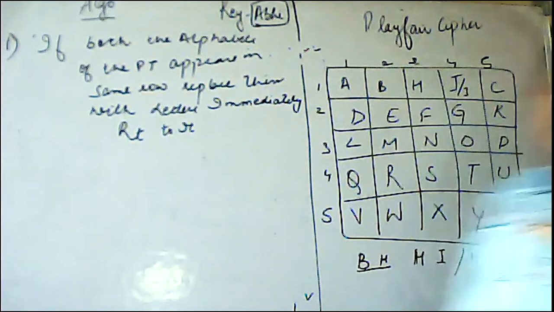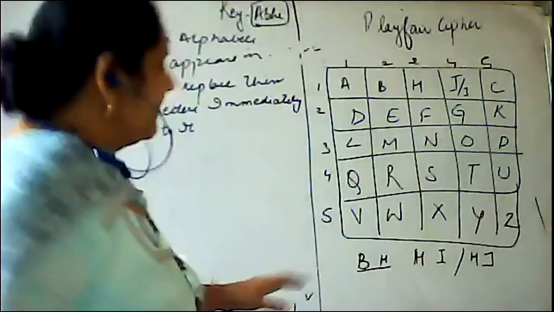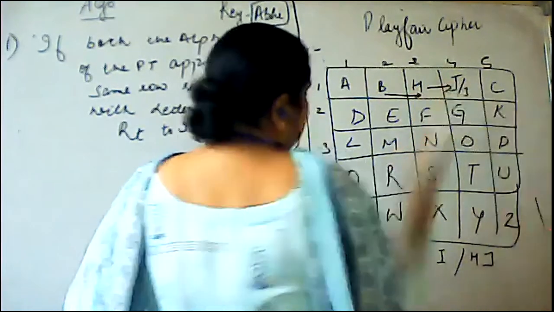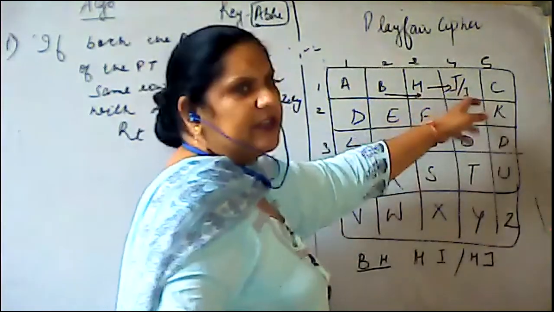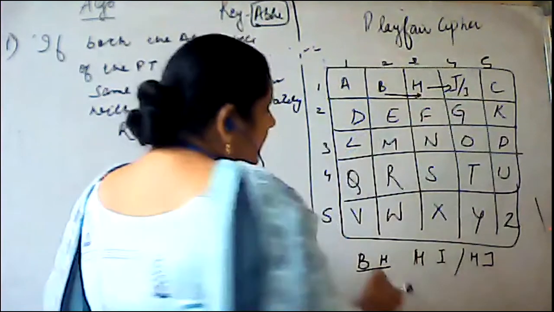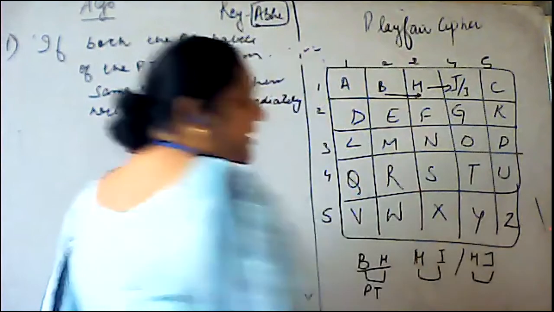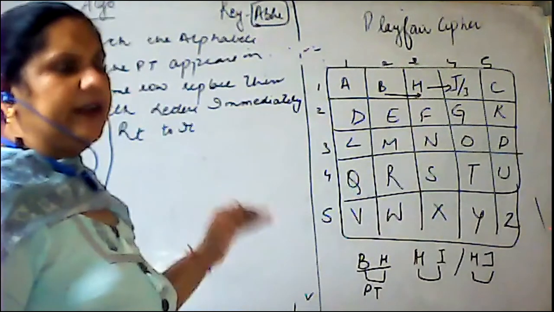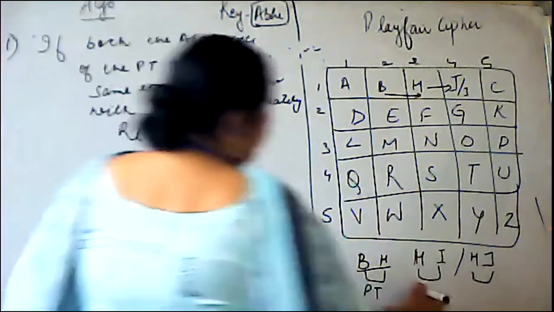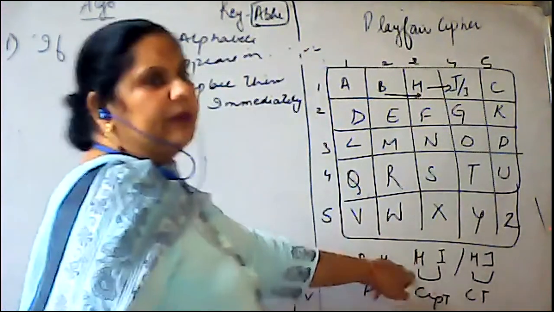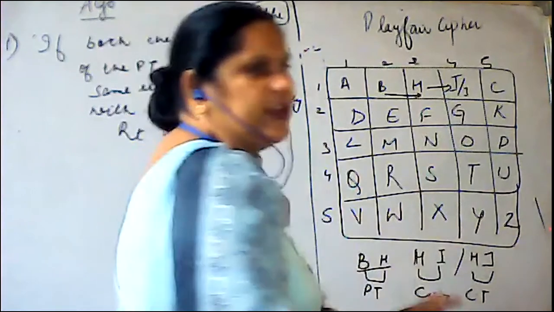If some text has BH as a pair, B's right is H and H's right is I, so you can replace it with either I or J. That means the BH plain text will be encrypted as HI or HJ. BH is the plain text, and HI or HJ is the ciphertext for BH.